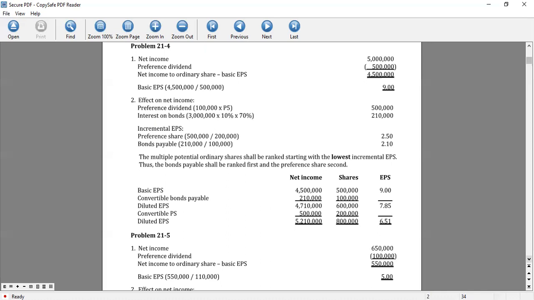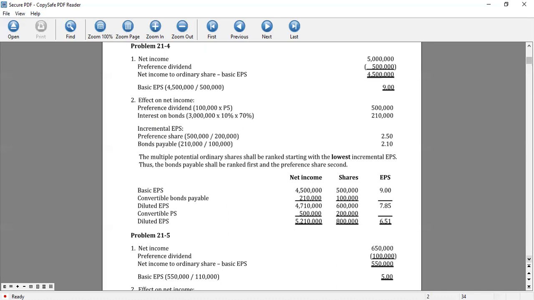while the bonds payable 210,000, that's net of tax, divided by 100,000 in the event that the bonds payable will be converted. It will be converted into 100,000 shares, but preference shares, in the event that this will be converted, they will be converted into 200,000 ordinary shares. So you are already knowledgeable with regards to determination of the incremental EPS.